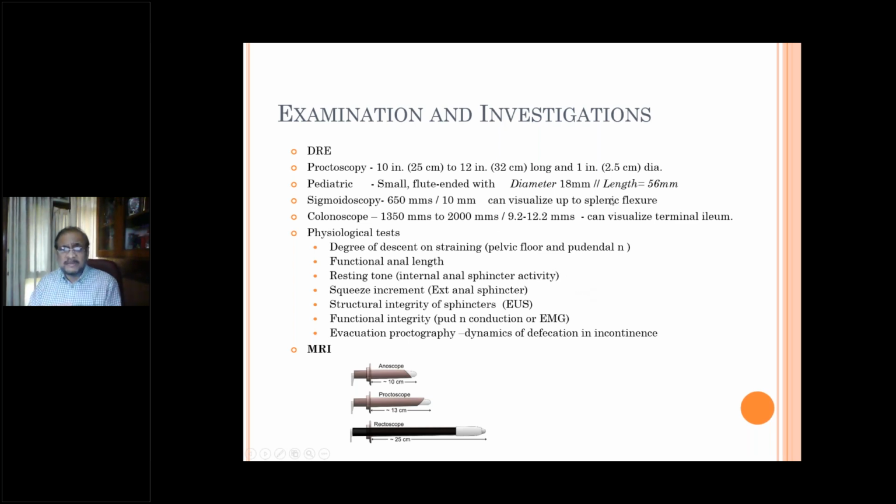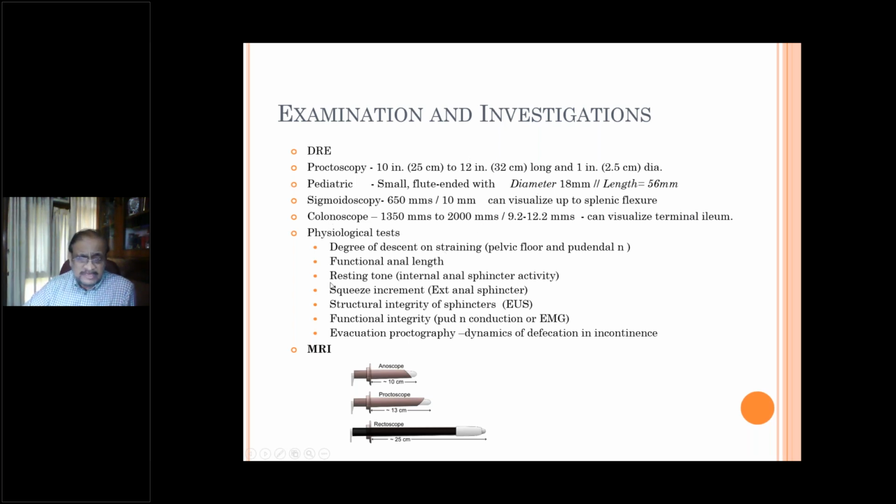A sigmoidoscope can help you to visualize up to the splenic flexure. It could be either a rigid sigmoidoscope or a flexible one. And then a colonoscope, again, size varies from 135 centimeters to 200 centimeters, right? The diameter is from 9.2 to 12.2 millimeters. And it can visualize even beyond the junction of the ileum and the cecum. That means you should be able to visualize the terminal ileum. That makes the anatomical inspection, right?